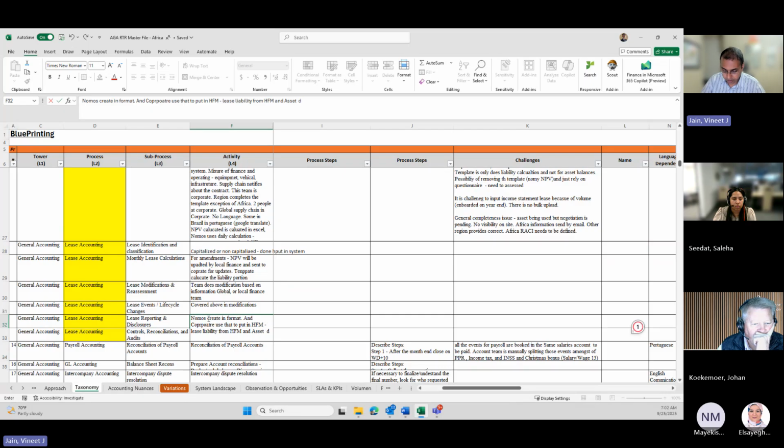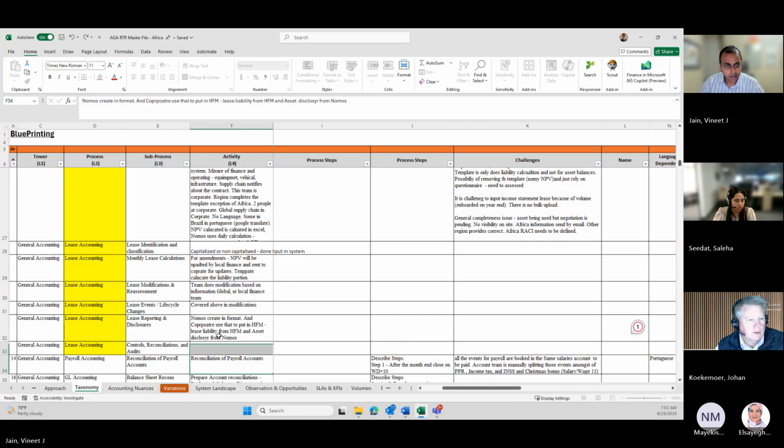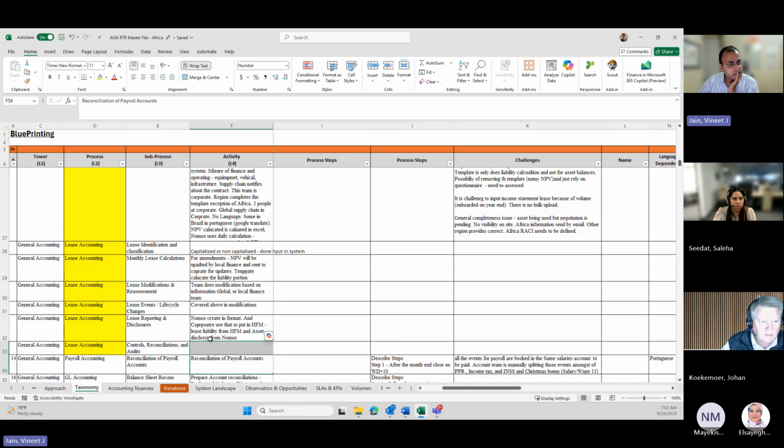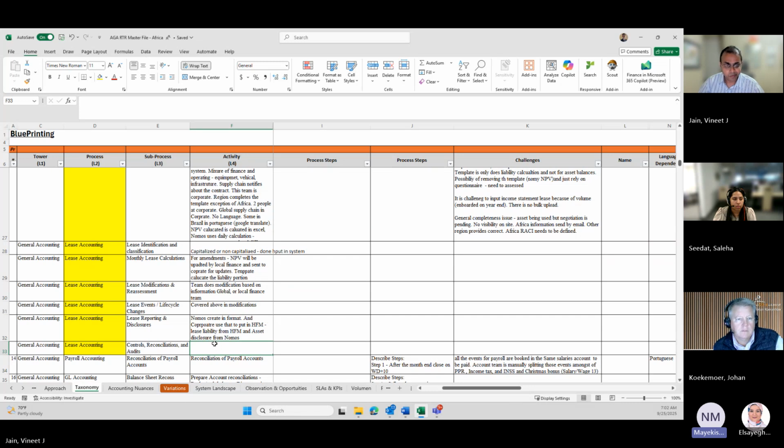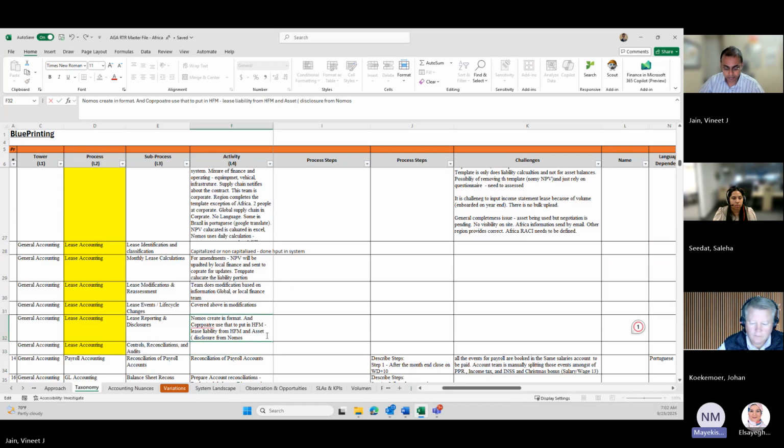And asset disclosure from NOMOS. Okay. So why is this separate? In NOMOS, why does the liability disclosure not come from there? Because we've already got it built into HFM. And also the reason why we use NOMOS on the asset side is so that we can get the split. Our note currently shows mining infrastructure and equipment, and then it shows buildings. So it shows two categories, one being land and buildings, the second one being mining equipment and infrastructure.